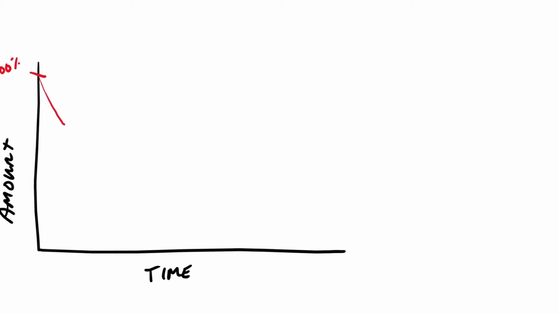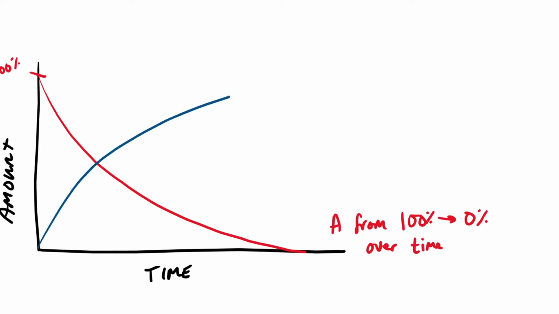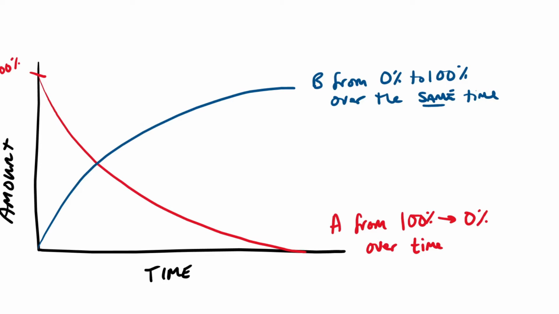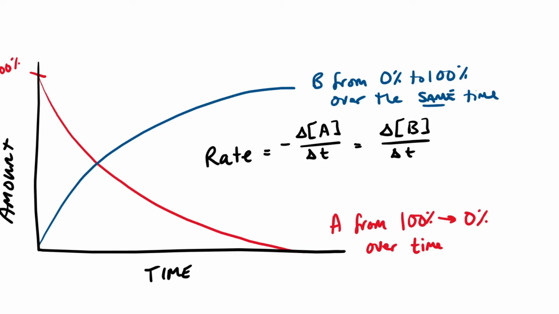For the simplest model reaction, A converts into B. The stoichiometry tells us that for every 1 A that reacts, 1 B gets made, which means that the concentration of A goes down at the exact same rate as the concentration of B goes up.